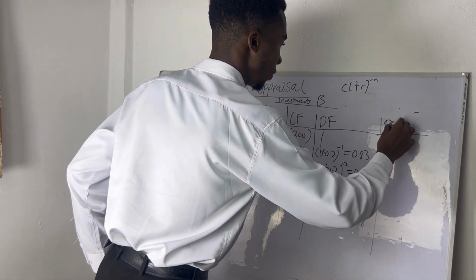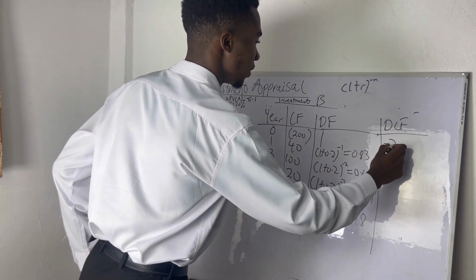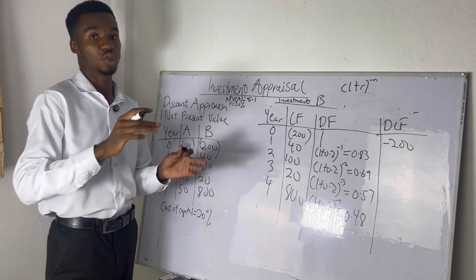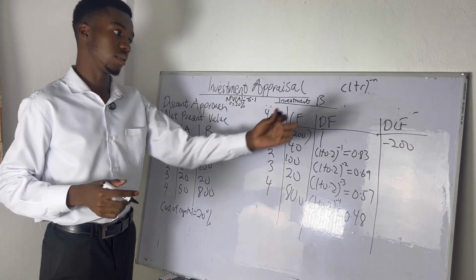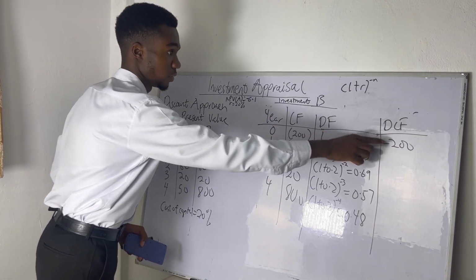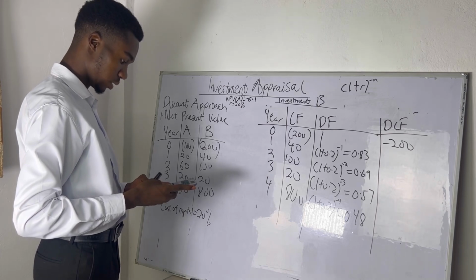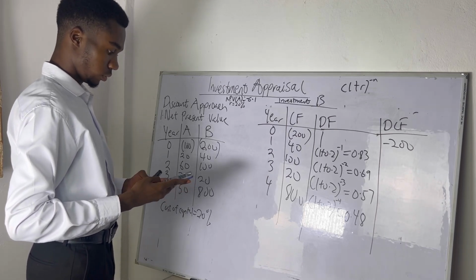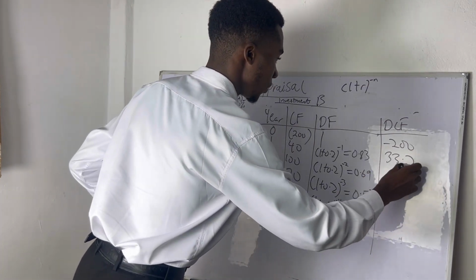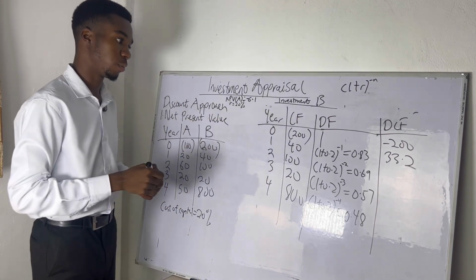So discounted cash flow or the present value. So here, like I said, it's negative 200. That's the cost because you're going to subtract it. Right now, you've already invested it, so you're not getting it again. So that's why it's negative 200. Then CF times DF will give you the DCF. So 40 times 0.83, you get 33.2. Meaning that in year one, we got 40 cedis, but the present value as of now is 33.2.